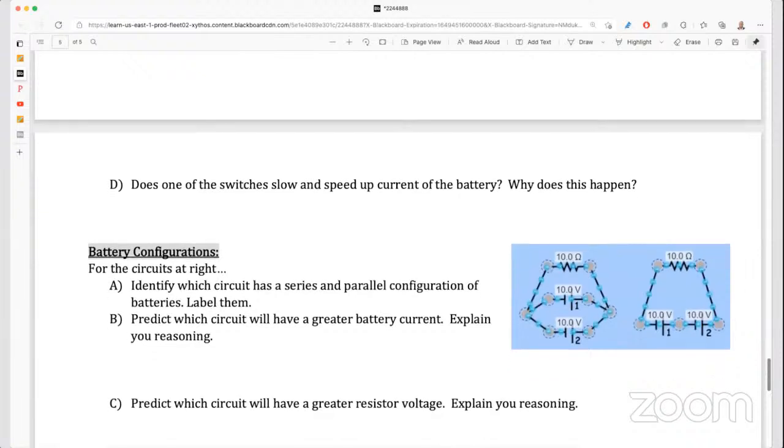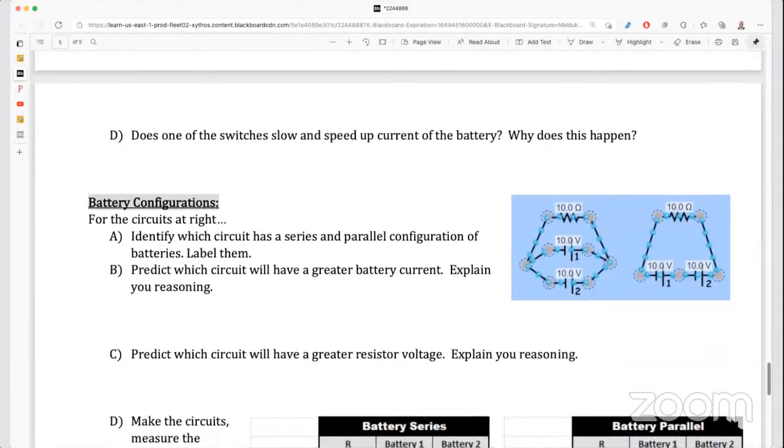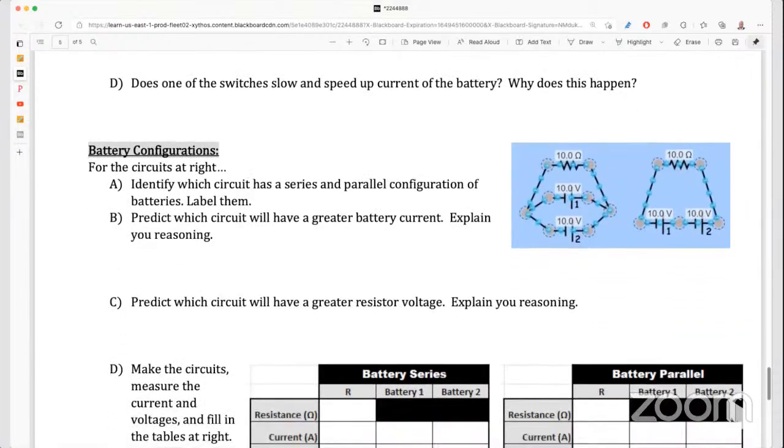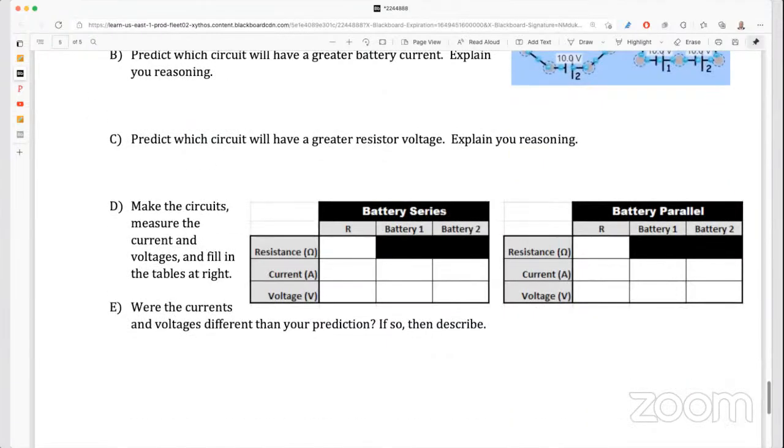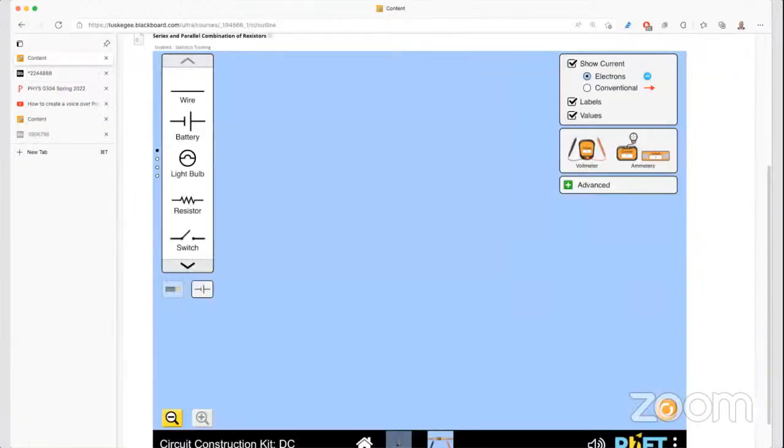Finally, you're going to identify which batteries in these 2 diagrams are wired in series and which are wired in parallel, and then build the actual circuit and verify the predictions. Which one did you predict to have more current? Which one did you predict to have more resistance? And fill your answers in this table. So now let's go to the simulation window.